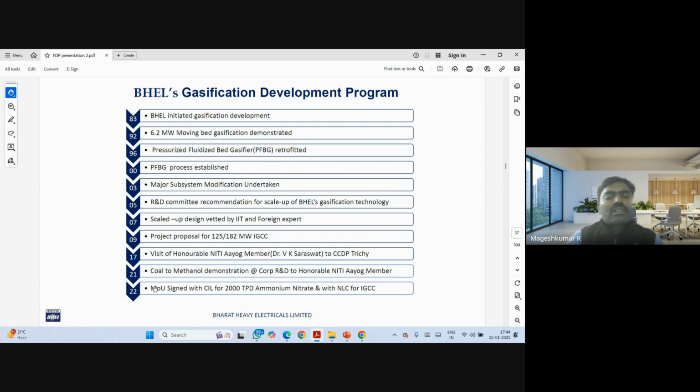Today, we have commercially signed an MOU with CIL, Coal India Limited, for 2000 tons per day of ammonium nitrate. It would be produced by the gasification of 1 million tons of coal, gasified to generate 2000 TPD of ammonium nitrate. And again, with NLC, a process is under way to build an IGCC plant as a demonstration plant. They are trying; that is in process. We have to see what happens. Still, it has not come to fruition.